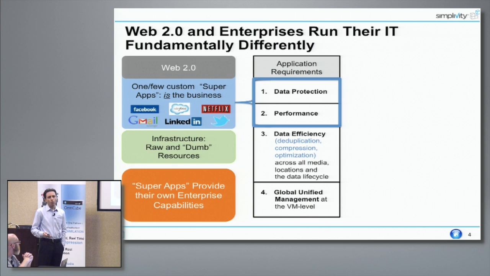So they've implemented their own set of features and functionality. Most of them actually run a good number of applications, but they're really designed around the business. The business is the application.